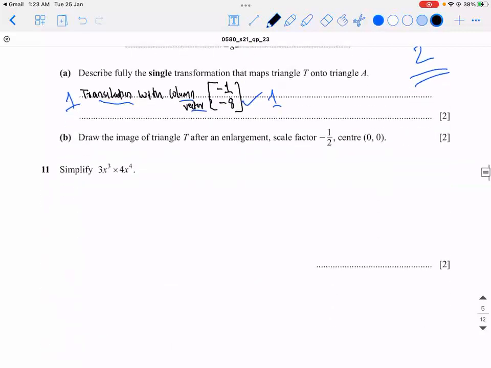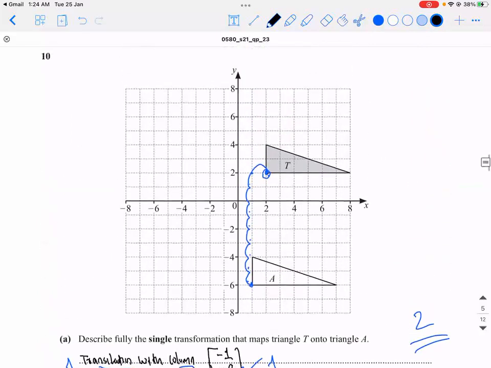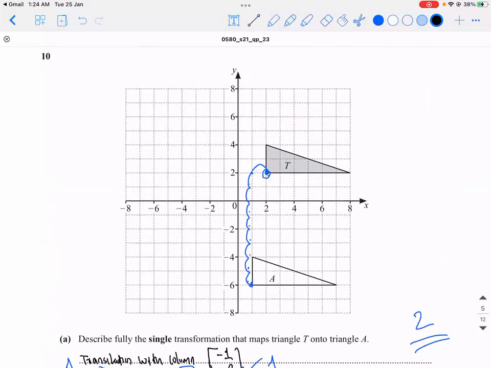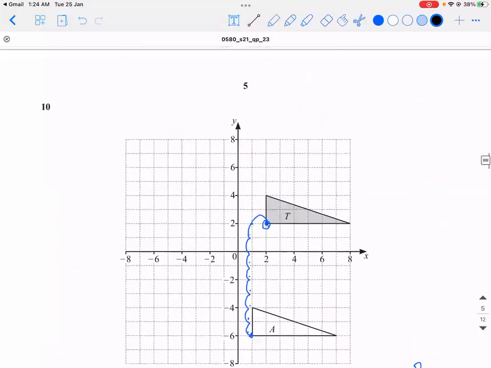Now also there is a tail end for this question. What is that B part? Draw the image of this triangle T after an enlargement of scale factor -half. So what is this -half enlargement actually? Another name for that is inversion, correct? So actually this image will be on the opposite side. Since it is half, with the center (0, 0), right?